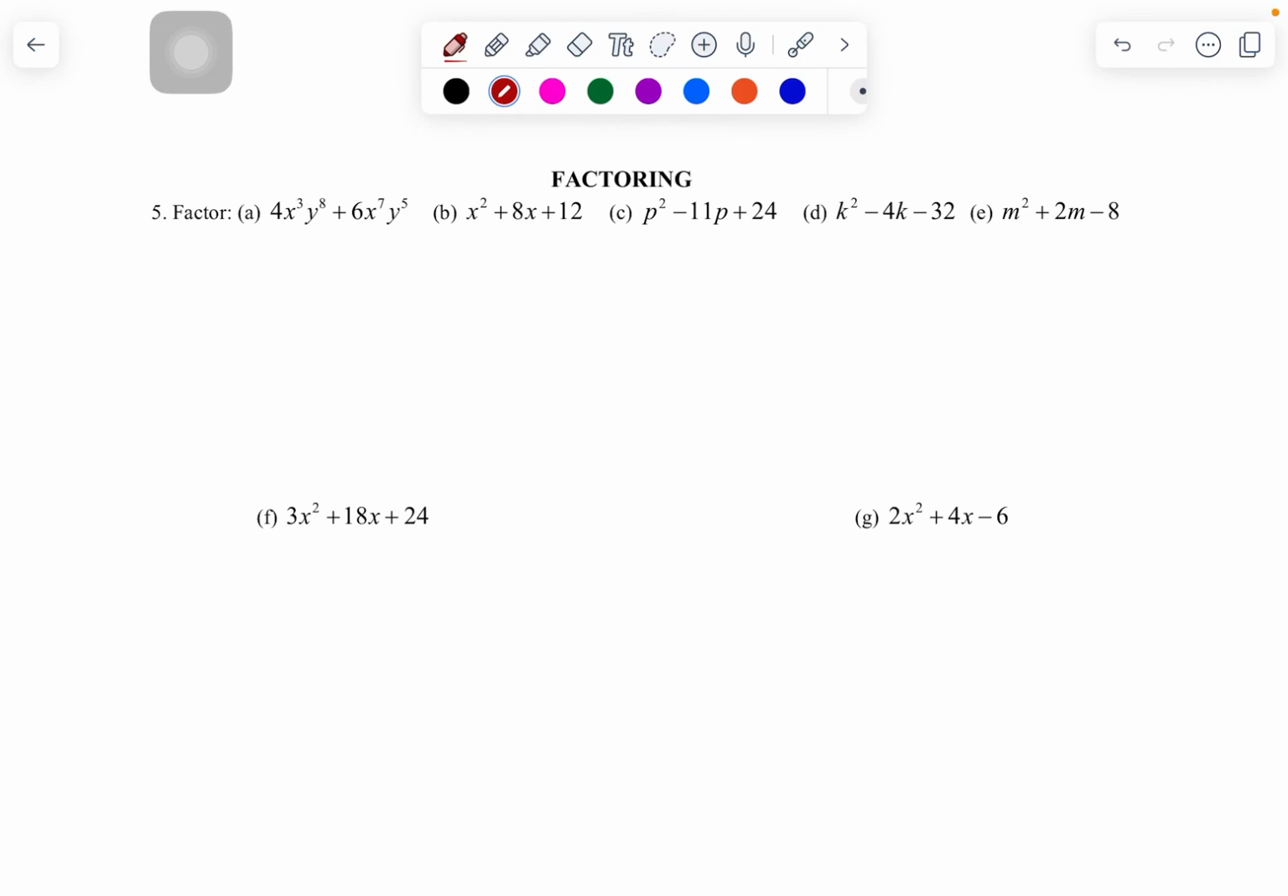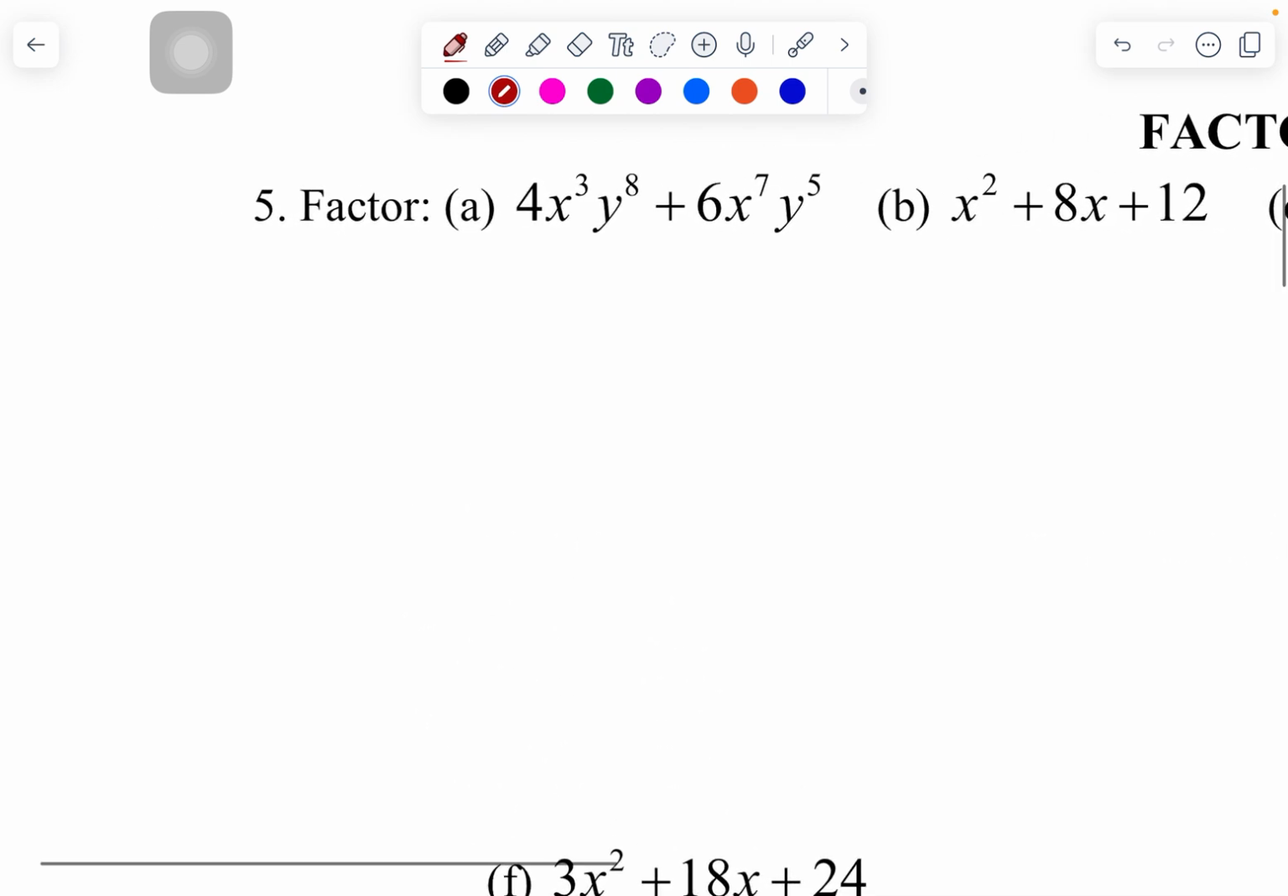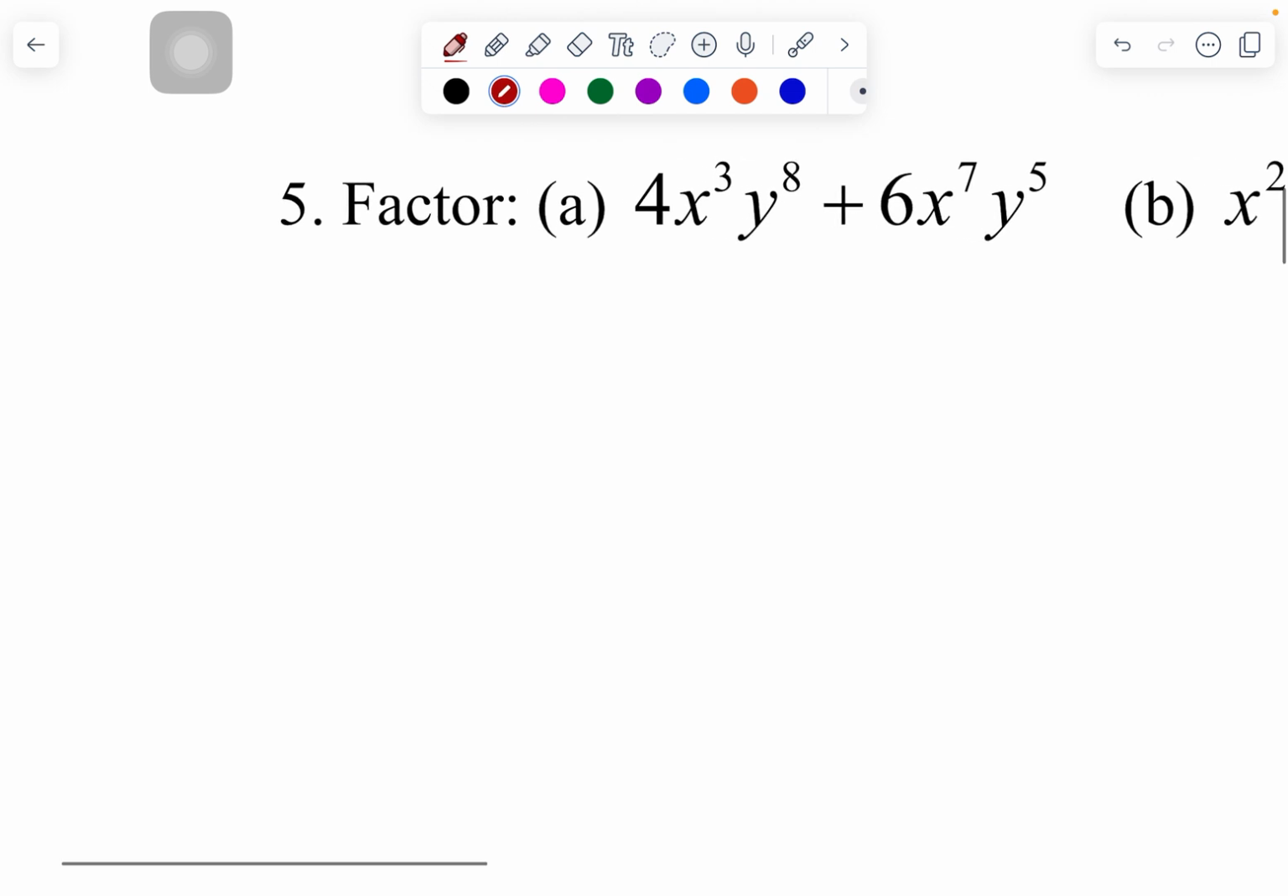All right, we're going to do some Notes 15 factoring this time. We've spent some time talking about factoring, so let's see what we got here. The directions just say to factor, so you're going to have to start knowing what kind of factoring you're dealing with. Now, I'm going to be honest with you.